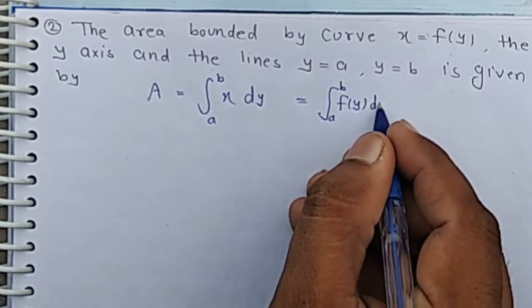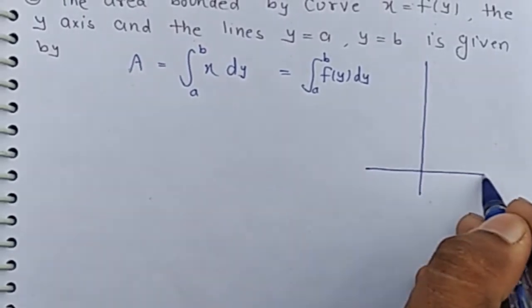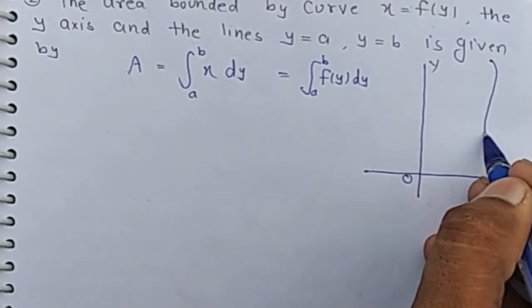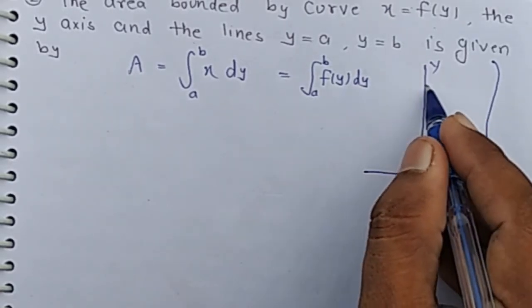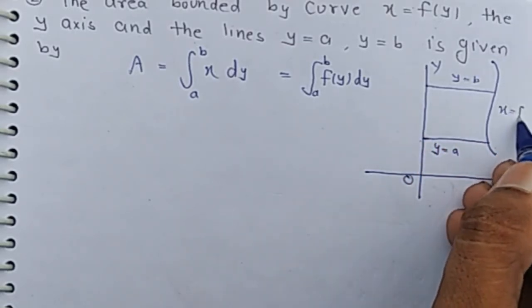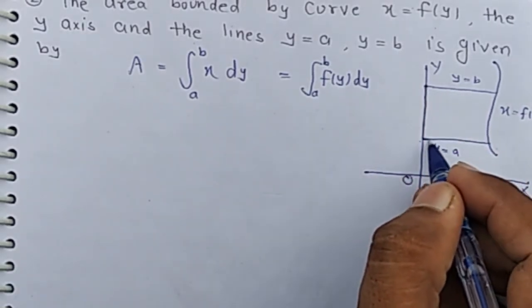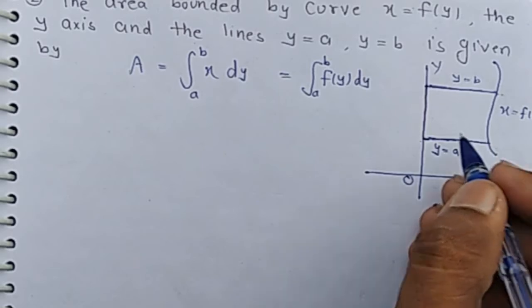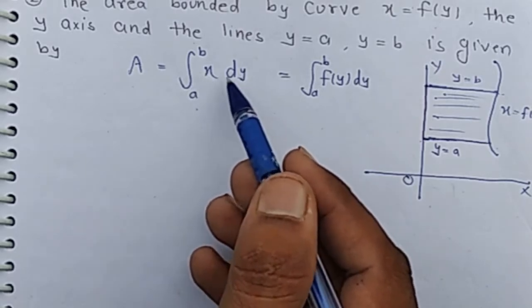That is, if it is OX, OY and it is the curve, this line is y equal a and it is y equal b, it is x equal f(y) and it is the y-axis, then the area bounded by the y-axis, y equal a, y equal b and x equal f(y) is given by A equal a to b x dy.